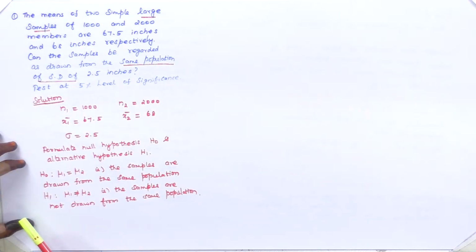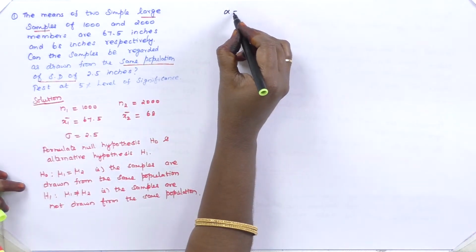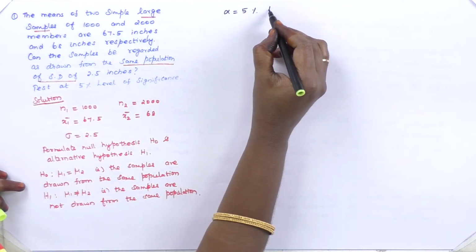Next step, we choose the level of significance. In the question itself, we have 5% level of significance, that is alpha is equal to 5%. Alpha is equal to 5% level of significance.